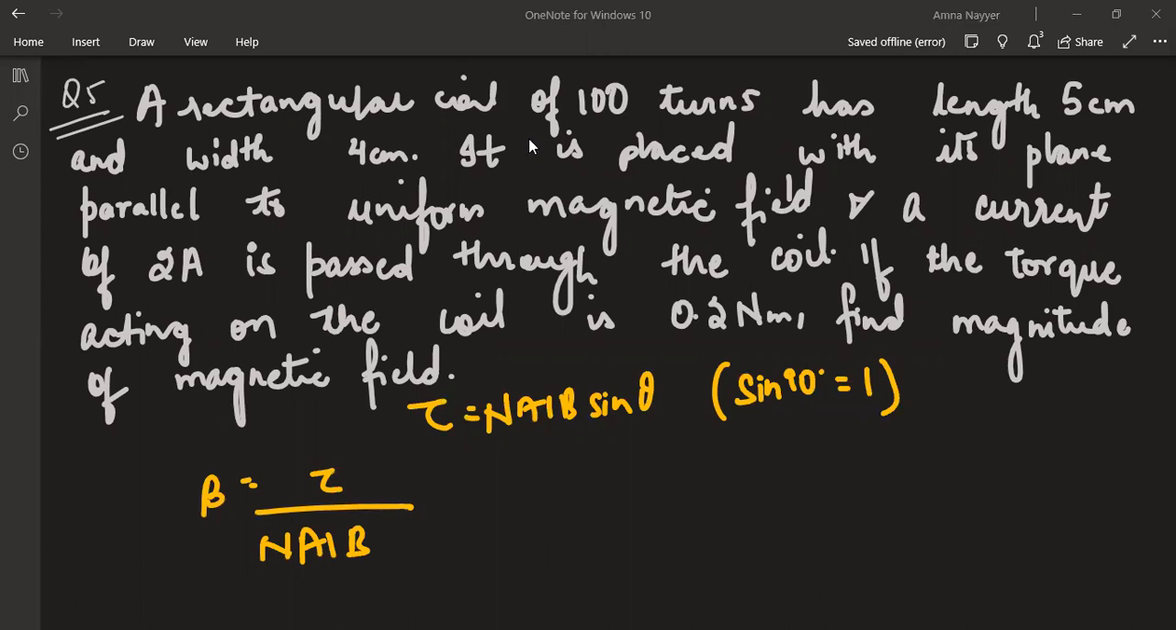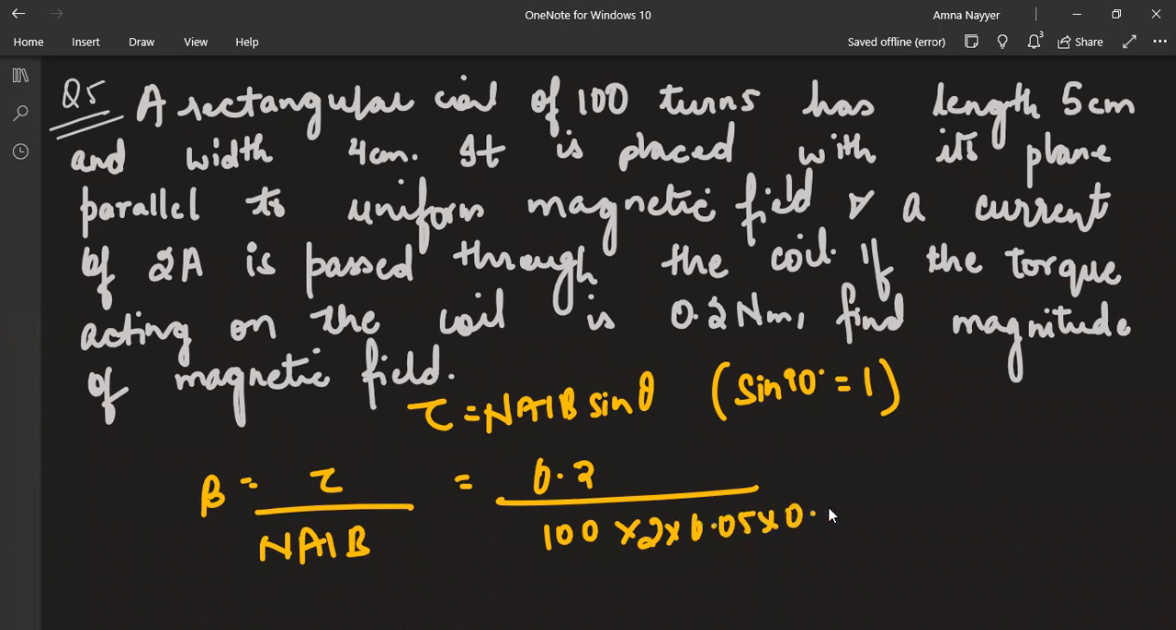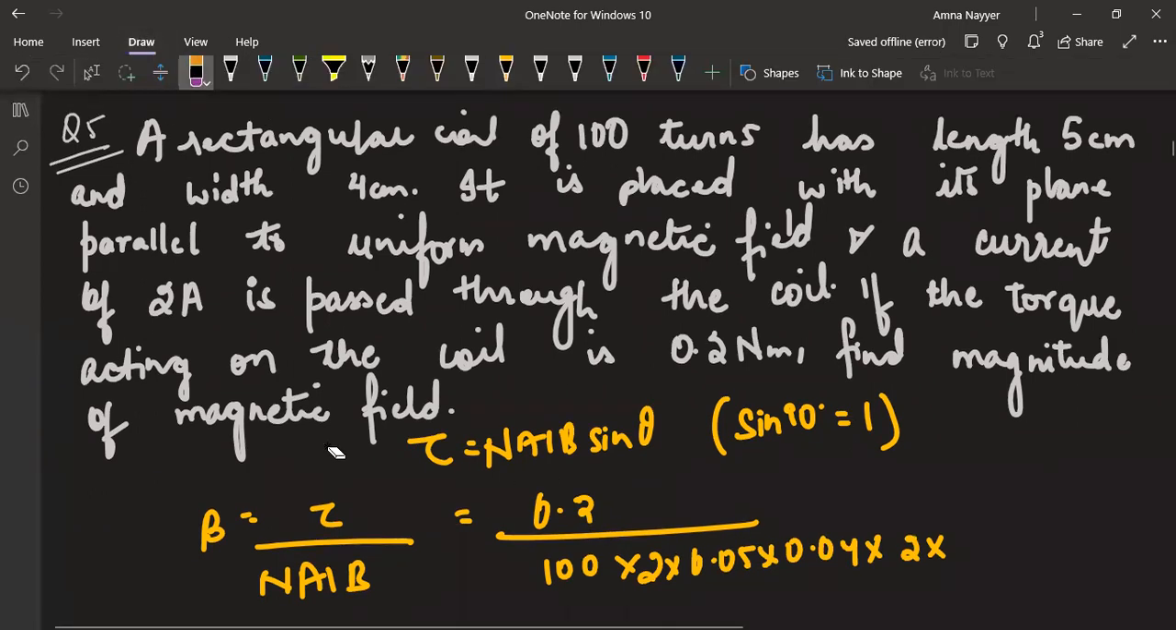1. Good, Salman. Correct. So torque is 0.2, number of turns 100, area, this was a rectangular coil, no? So area we have to find out. So L into B, 0.05, because 5 centimeters, into 0.04. Then current is 2 amperes, and magnetic field we have to find out.